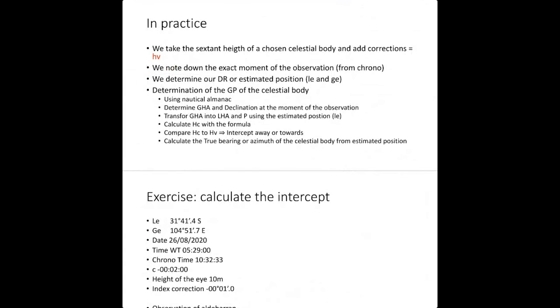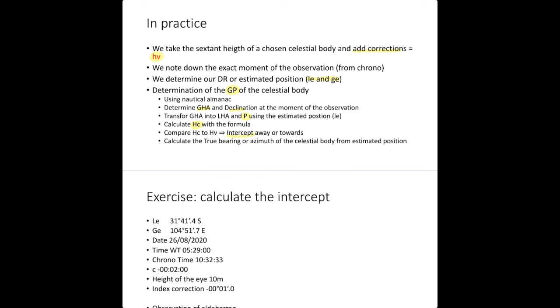Okay. So what do we do in practice? We take the sextant height of a chosen celestial body and add our corrections. This gives us HV. We note the exact time of observation. We determine our dead reckoning position. We can then determine the geographical position of the celestial body using the nautical almanac. We can determine GHA and declination. We turn this into polar angle, and then we can calculate HC with our formula. Okay. If we compare this then to what we have read on our sextant, this gives us HV. If we compare these two values, this will give us the intercept.